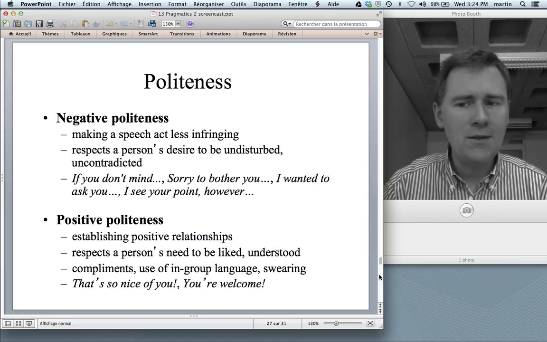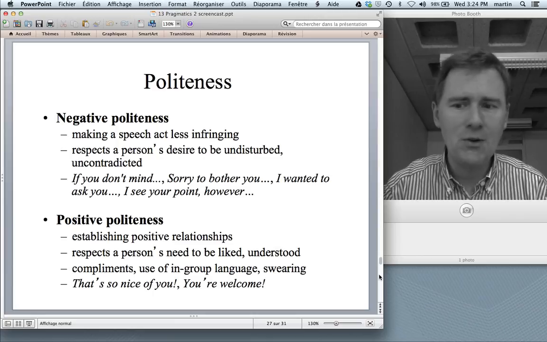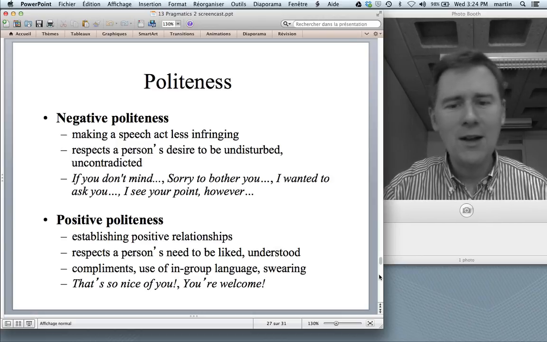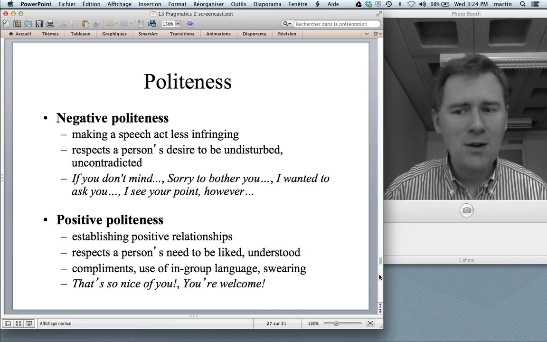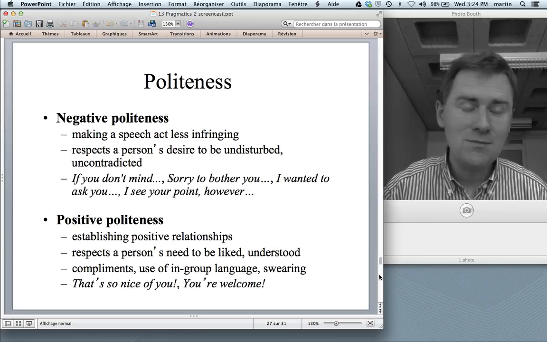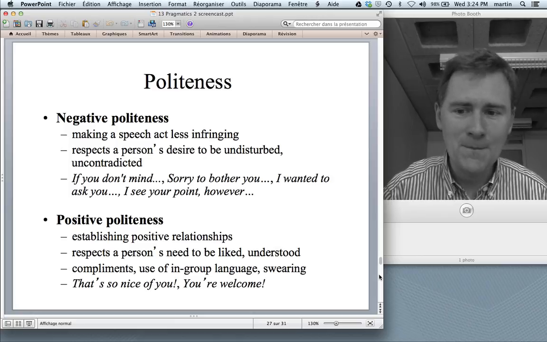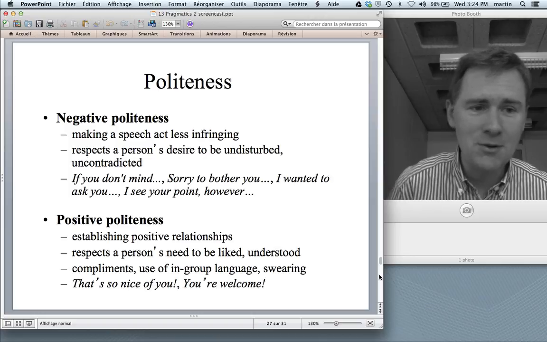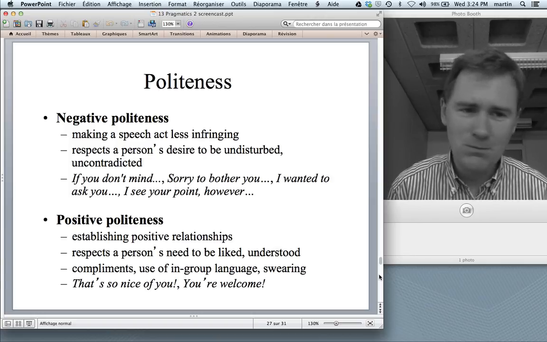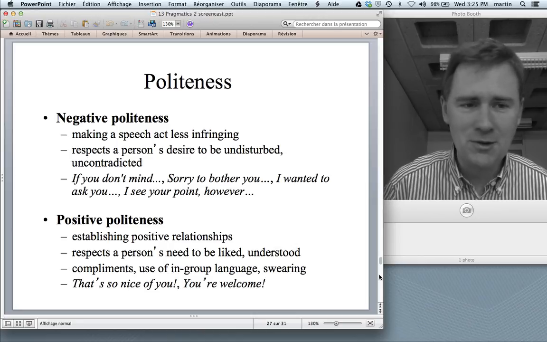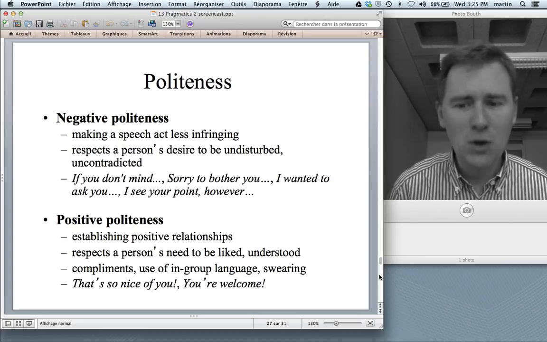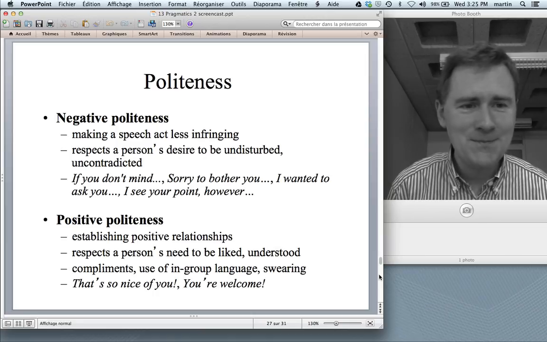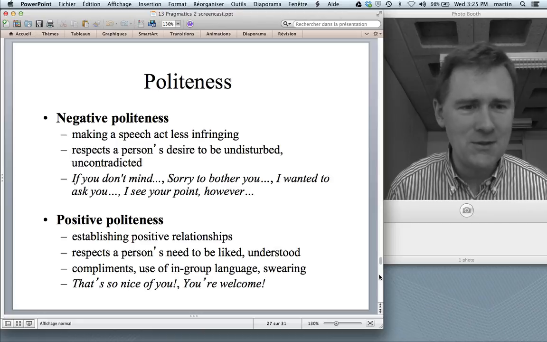Positive politeness, on the other hand, is the active establishment of positive relationships with another person. A person does not only have the desire to be left alone and to be uncontradicted, a person also needs to be liked and understood and cared for and loved and whatnot. So positive politeness includes things like compliments or, funnily enough, also things like swearing. Because if you use foul language, what you're actually signaling to the person is that you and I, we are so close. We don't have to bother with these social conventions. We're actually friends. So compliments, in-group language, swearing, that's positive politeness. That is, yeah, scratching the other person's back. Negative politeness is not messing with the other person too much.